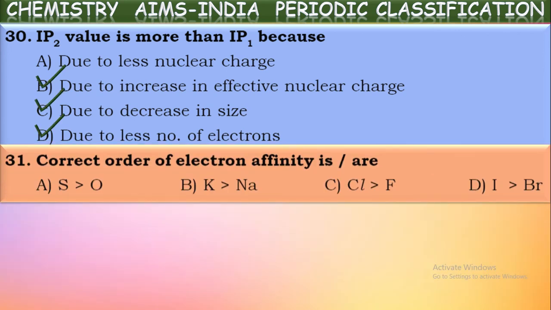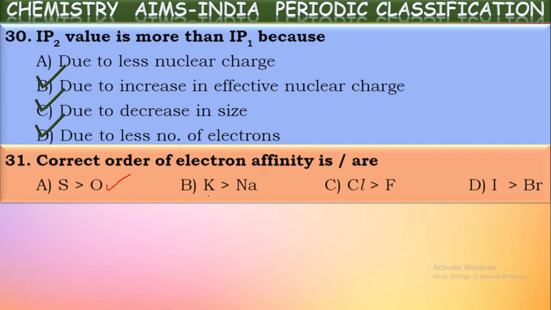Next one, the correct order of electron affinity. What is electron affinity? The amount of energy released by an atom while gaining an electron in its neutral isolated state. Now, in a group from top to bottom, electron affinity decreases because size increases gradually. If you observe the options given, there will be a certain relation between the two elements in each option. If you observe sulfur and oxygen, what relation do they have? Both belong to the same group. We know in a group from top to bottom size increases, hence electron affinity decreases. So in fact sulfur should have lower electron affinity than oxygen, but because of the smaller size of oxygen, sulfur has greater electron affinity than oxygen.